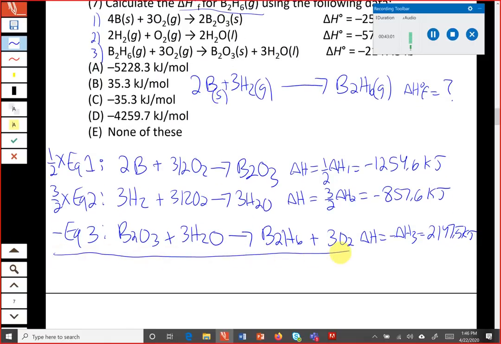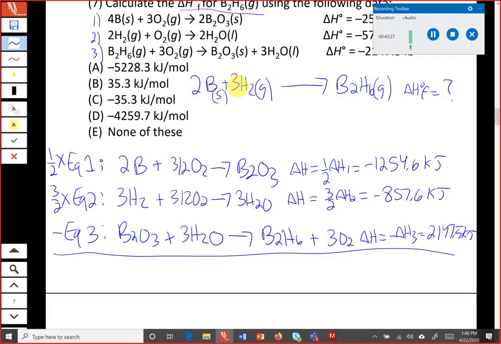Now you don't necessarily have to add them all together. If you trusted that you did these previous steps correctly, you can now just add the numbers together and you'll get the answer. That said, it's good to check yourself and make sure that the 3 given equations add up properly to give you your unknown equation, the formation equation for B2H6. So let's check that that works out.